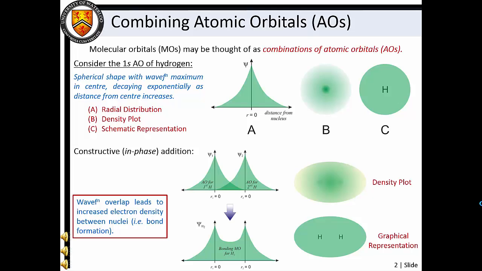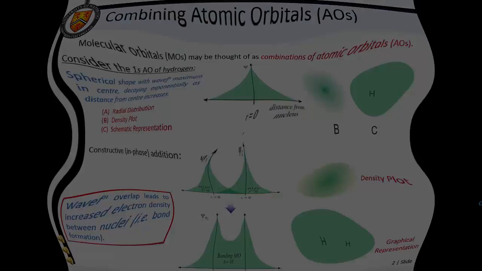We might also think about this scenario in terms of the central electronic charge density shielding the two positive nuclear charges from one another. The result is a stabilization of the nuclear charge spatial configuration, which we know as chemical bond formation. This constructive or in-phase addition of the atomic orbitals results in the production of a bonding molecular orbital.